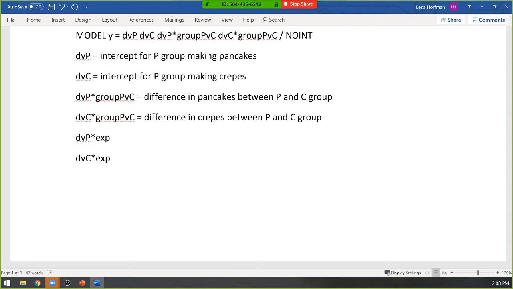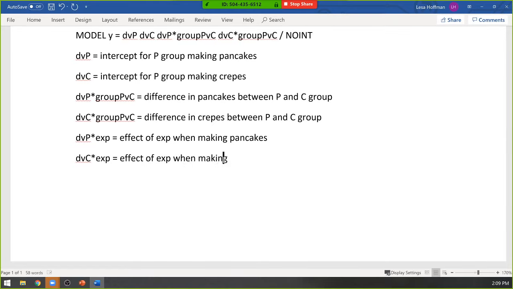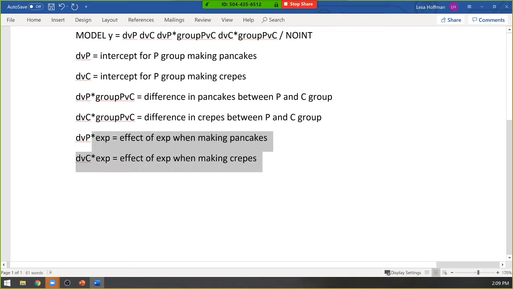So that would give you the effect of experience in making pancakes, the effect of experience in making crepes, but they're conditional on the interaction. That would just be for each group. So that would be, I'll say this here, effect of experience when making pancakes. Effect of experience when making crepes. But that's not what I asked for, right? Because this presupposes that the effect of experience is the same no matter which you were trained in. So I got to fix it.